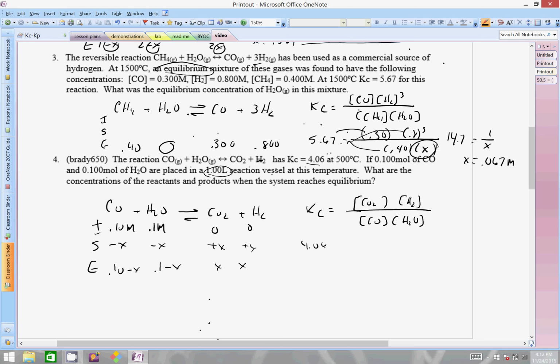Plug it in, 4.06 equals x times x over 0.1 minus x times 0.1 minus x. Now, in this case, we'd be looking for easier ways to mathematically simplify things if you can. In this case, we have two squares here, so we could go x squared over 0.1 minus x squared, and we would therefore cancel out our two squares, equaling 4.06, and then solving for x in this case.